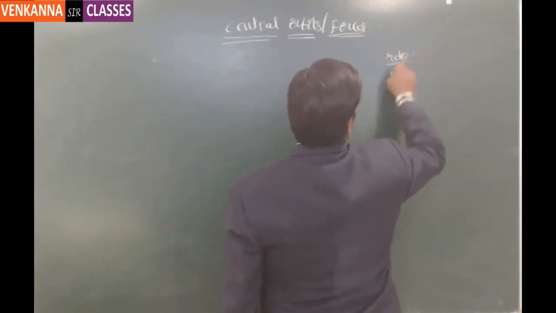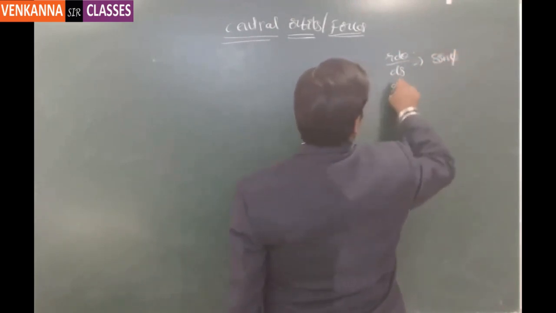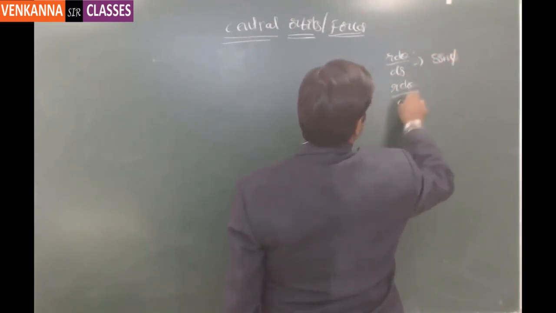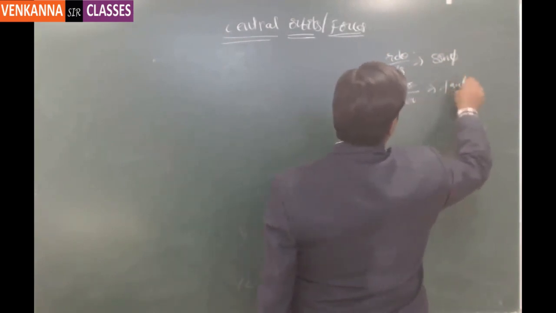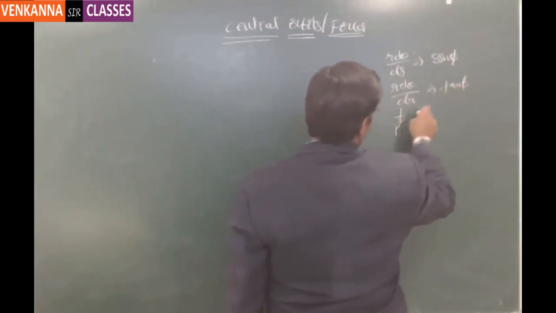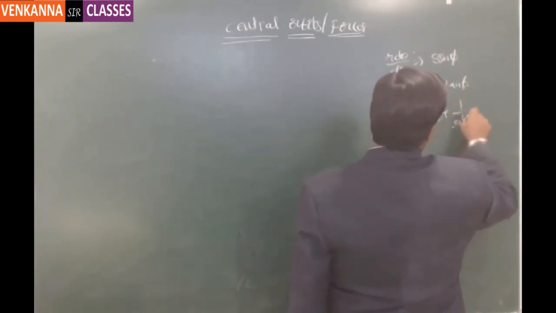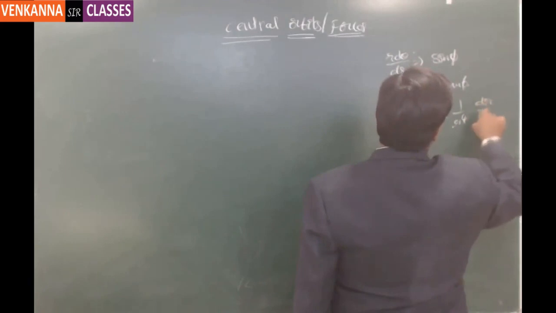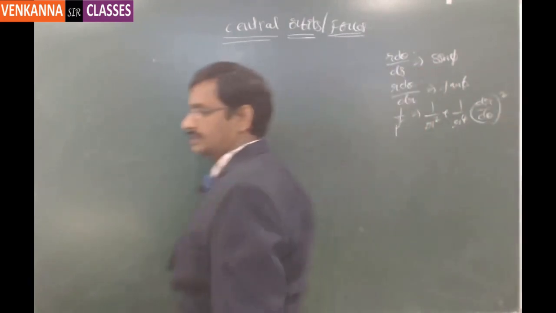r d theta by ds is equal to sin phi, and r d theta by dr is equal to tan phi, and 1 by p square equal to 1 by r square plus 1 by r power 4 into dr by d theta whole square. So these are the three relations.